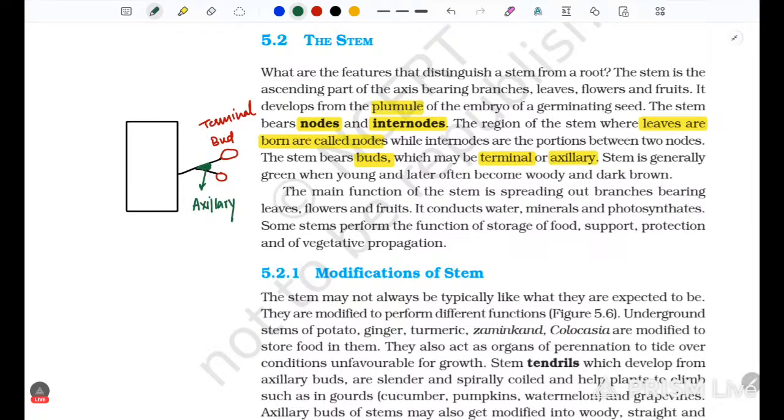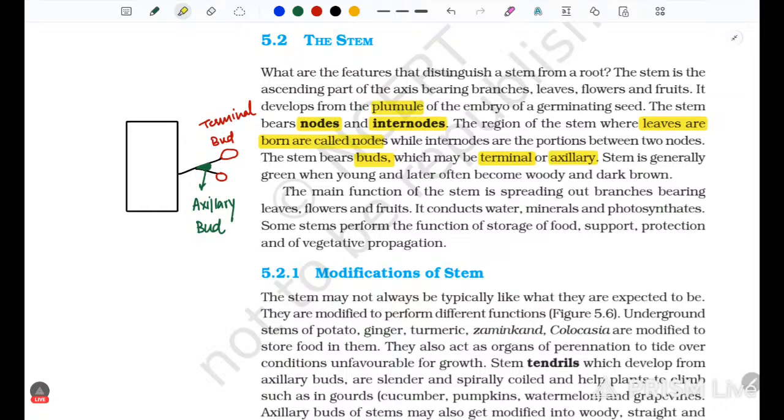Axillary: do you know what axilla means? Underarm is an example of axilla. Can you see the angle being formed between the two? That is the underarm, that is the axilla. So a bud can be an axillary bud as well as a terminal bud. These are the two buds you have to understand.